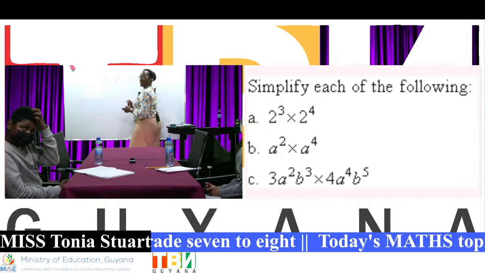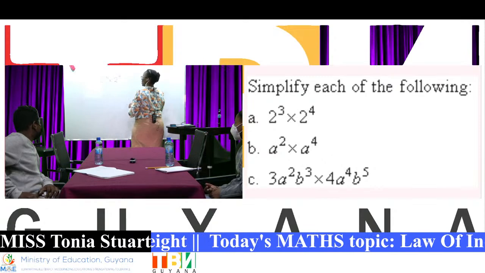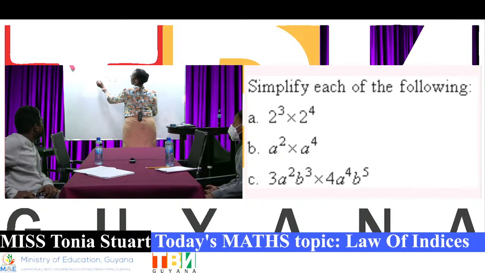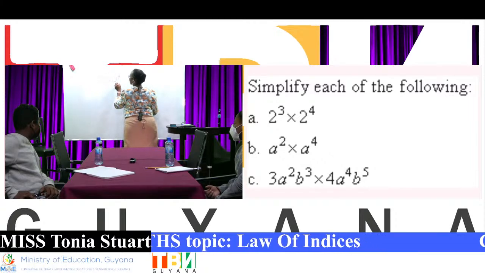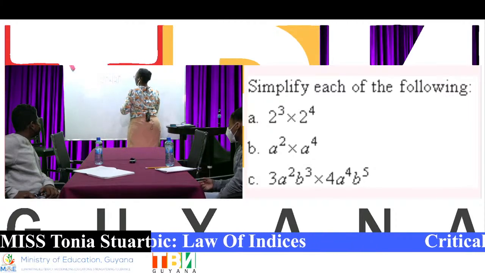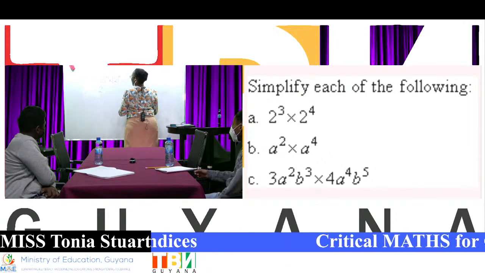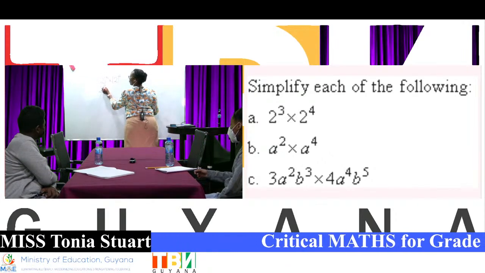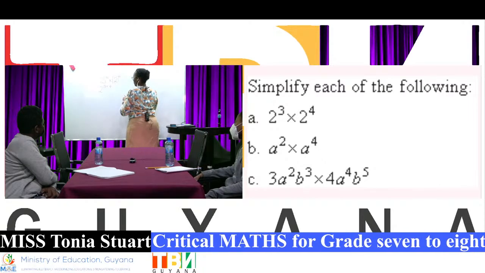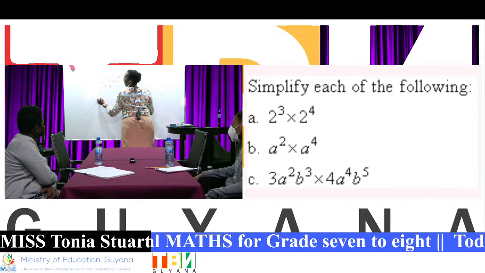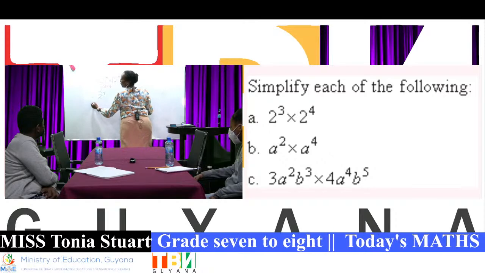So what we need to recognize first is the base. Are the bases alike? Yes, ma'am. So now that we know the bases are alike, what would we do with the powers? We can add the powers. So what is the base? 2. And the powers are 3 plus 4. 3 plus 4, 2 to the 7th power. Right? And we can go on to expand.